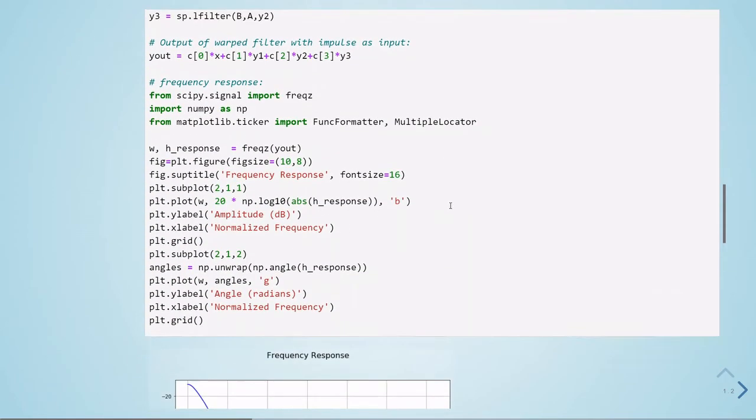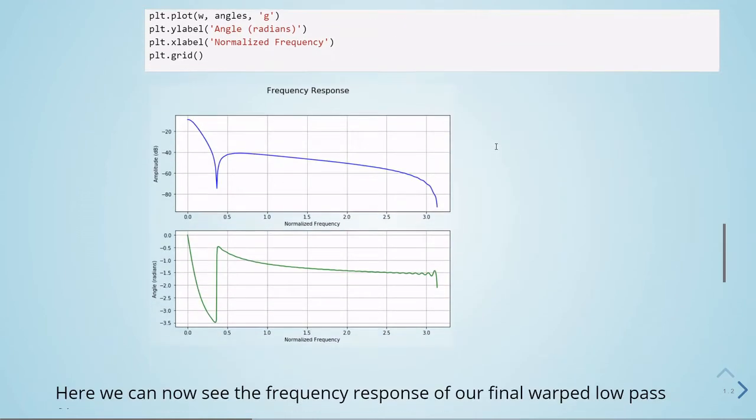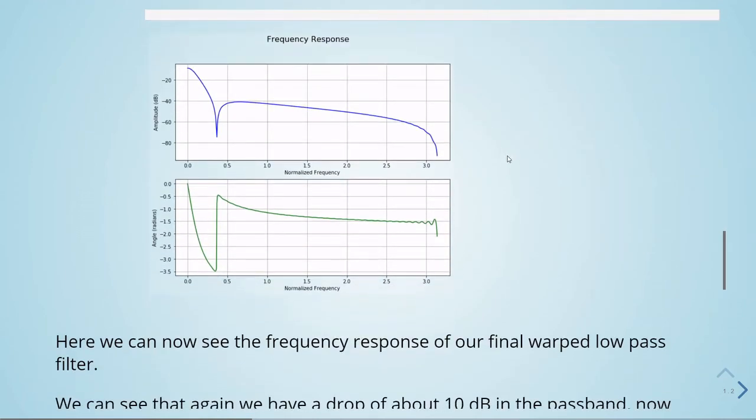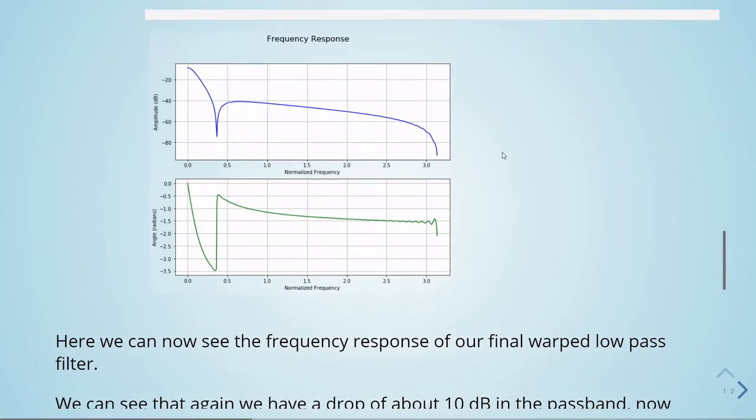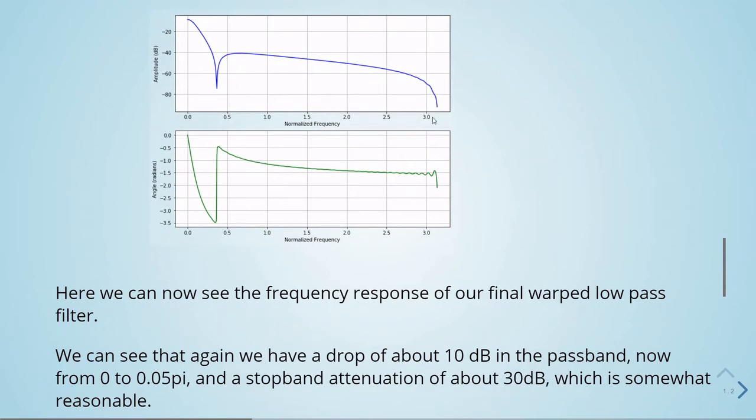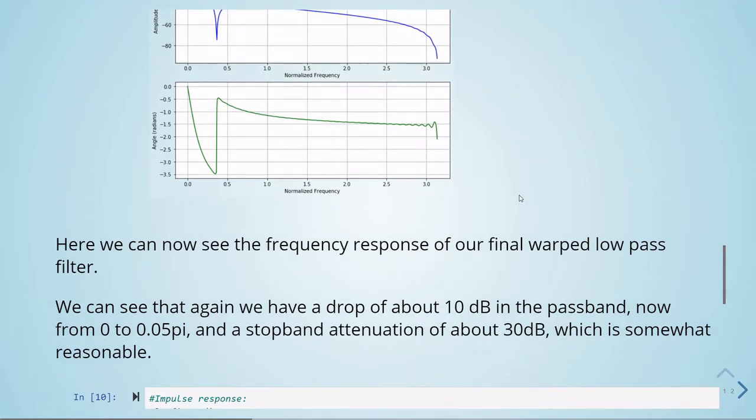We can see the frequency response of this filter now, and this is the frequency response of our final warped low-pass filter. We can see again that we have a drop of about minus 10 dB in the pass band, now from 0 to 0.05 pi, and the stop band attenuation of about 30 dB, which is somewhat reasonable.